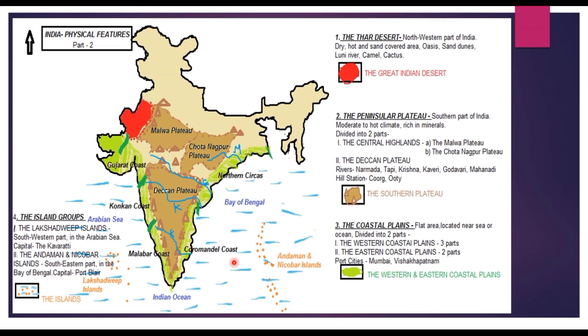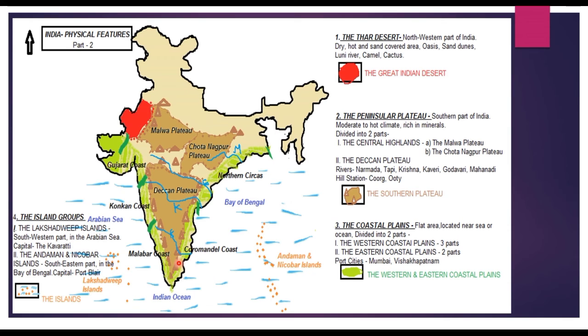The climate is hot and humid. The rivers flowing through this plain deposit silt which makes this region very fertile. Visakhapatnam, Puducherry and Chennai are some important cities situated on the eastern coastal plains. Chennai and Visakhapatnam are well-known port cities. The ports located here help in transporting goods to other countries.